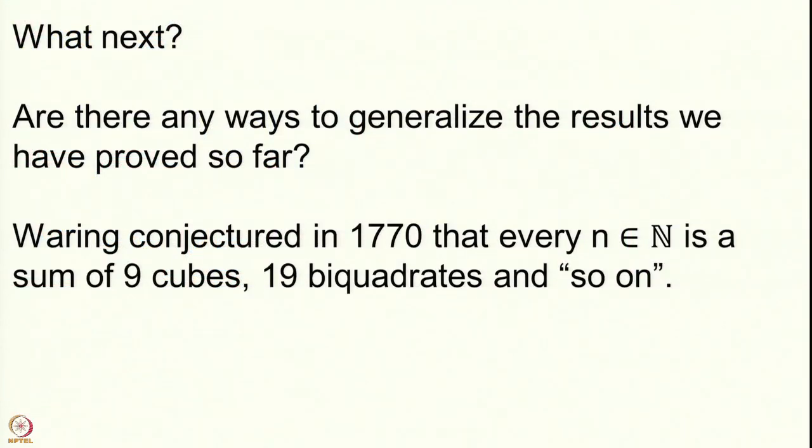So, Waring conjectured in 1770, immediately as Lagrange proved the result, Waring said that, wow, this is good. If you require 4 squares to write every number, it should be possible to write every number using only 9 cubes, 19 biquadrates. Biquadrates means fourth powers, and so on. So, Waring said that every positive integer is a sum of at most 9 cubes. It is a sum of at most 19 fourth powers, and so on. So, this so on is very peculiar.